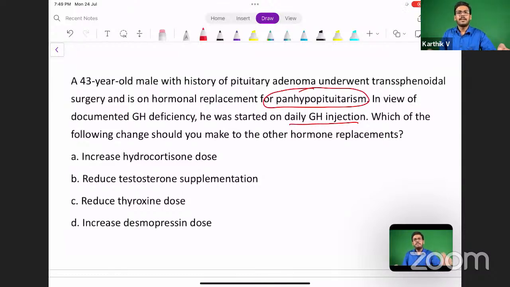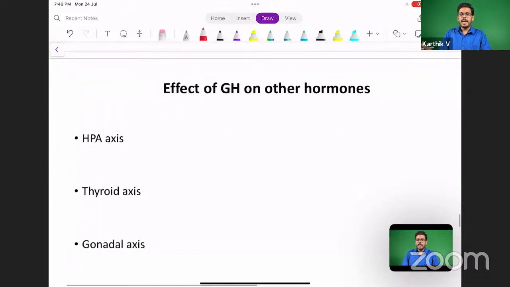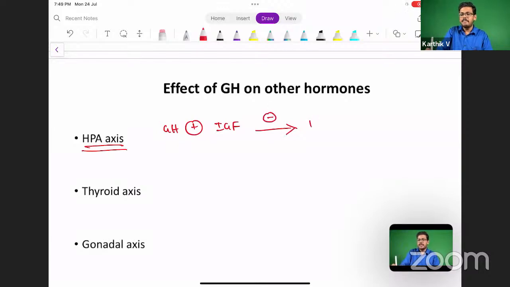So what is the impact that the replacement dose of growth hormone has on other hormonal axes? Now look at the HPA axis. That means the cortisol impact. So what is the effect of growth hormone on cortisol? The growth hormone increases IGF-1. IGF-1 has an inhibitory effect on 11 beta HSD1. So what is the function of 11 beta HSD1? It is the conversion of cortisone to cortisol.